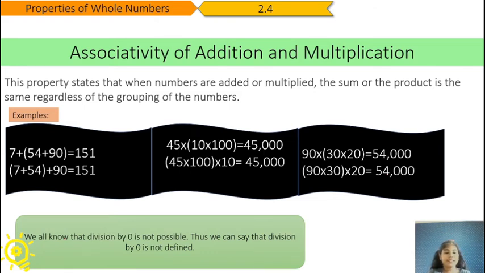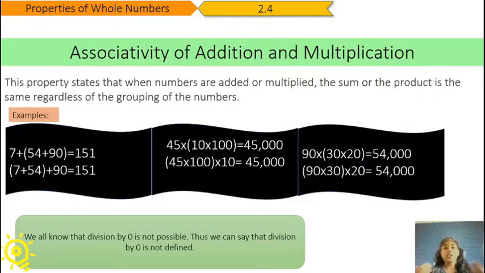Now there is a thing which we all know, that division by 0 is not possible. No matter how hard you try, you will never be able to reach an answer if you do division by 0. We can also say that division by 0 is not defined.